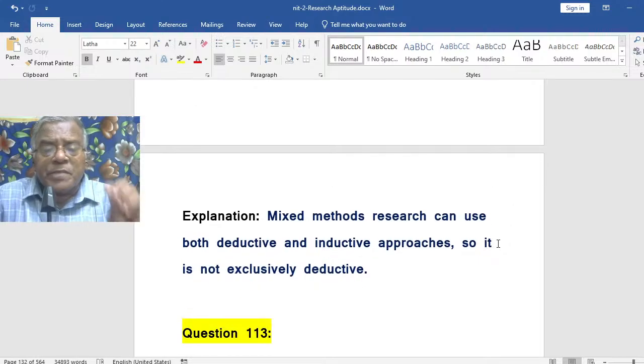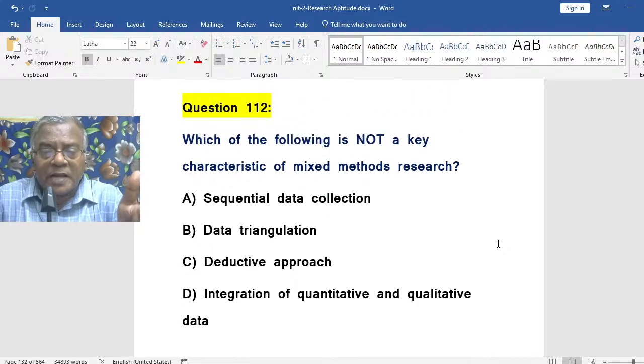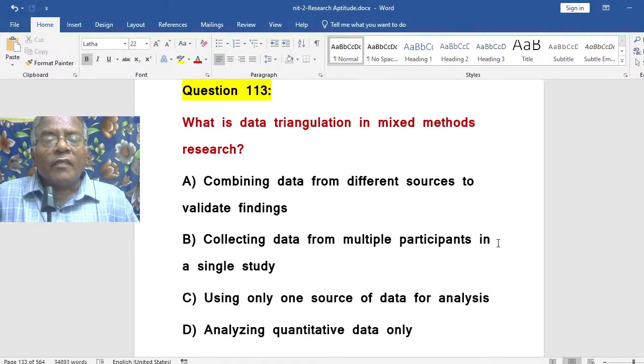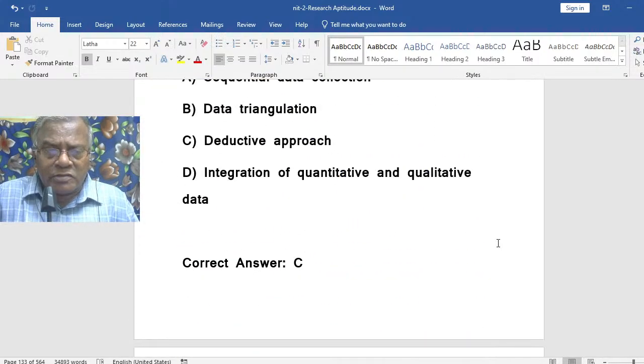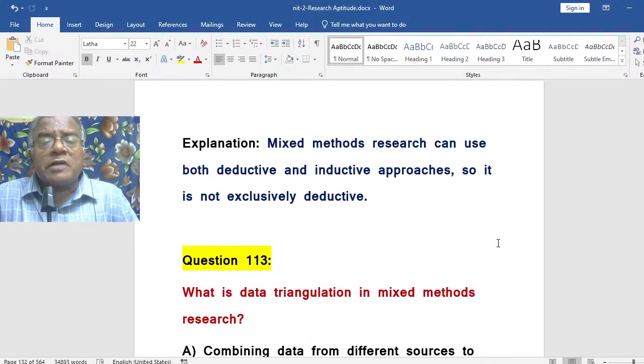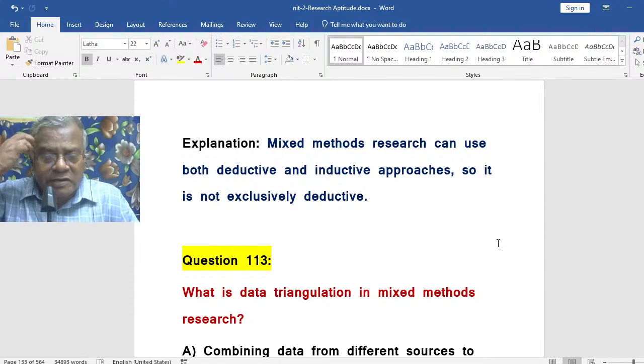That is the understanding. Mixed methods research can use both deductive and inductive approaches, so it is not exclusively deductive. That's why we say the deductive approach is not a characteristic of mixed methods research. Sequential data collection, data triangulation, integration of quantitative and qualitative, all these come under mixed methods research. Try to understand, such questions are often asked.